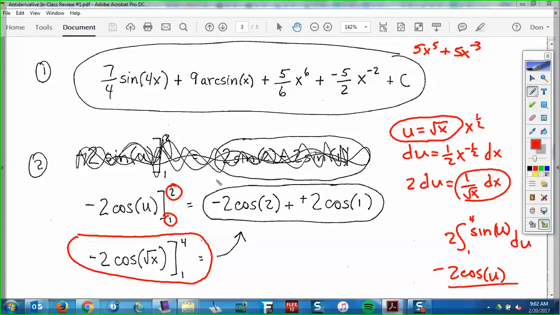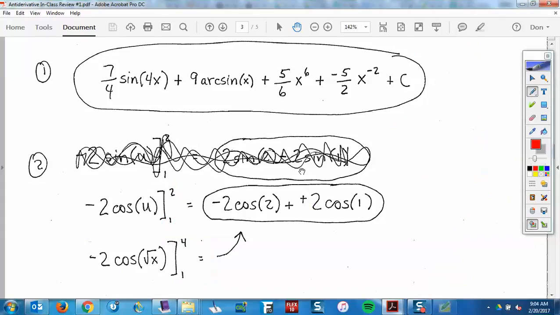And so you put your 2 in, you put your 1 in, of course, minus and negative turns to plus. Of course, who knows what cosine 2 or cosine 1 are, so you just leave them, right? Okay, like that. And then the third one was what?